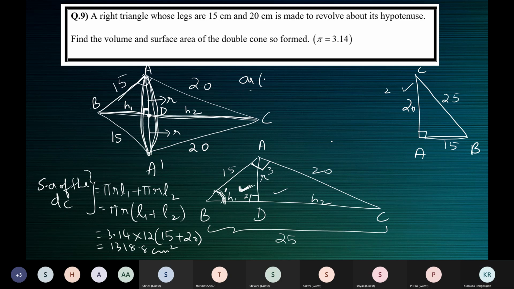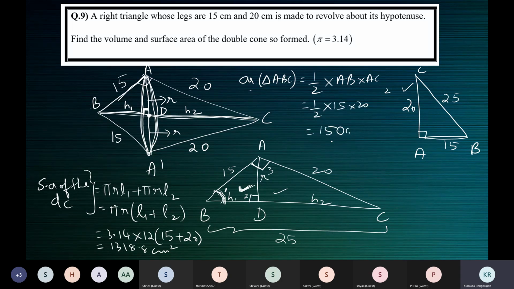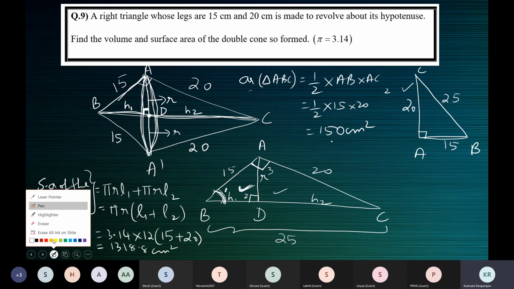Area of the triangle ABC. What is the area of the triangle ABC? Half base into height. AB into BC. Because half product of lengths, right? So half into 15 into 20. So that is 150 centimeters square. The area of the triangle ABC is 150 centimeters square. Write down all of you. The area of the triangle ABC is 150 centimeters square. Half product of lengths.